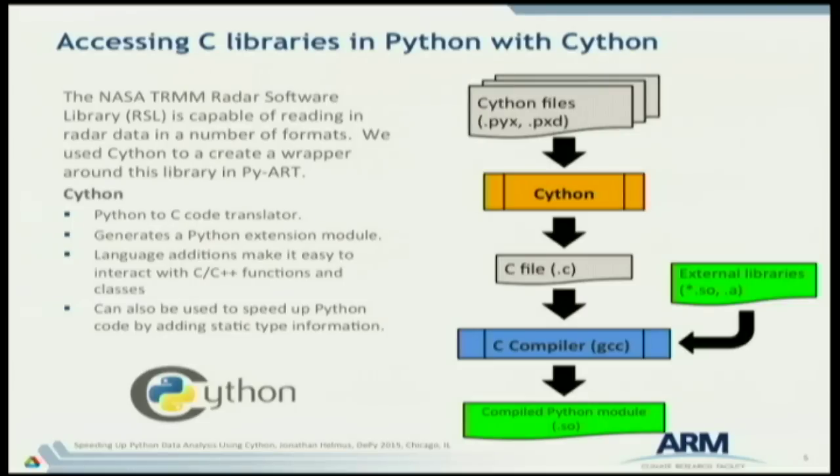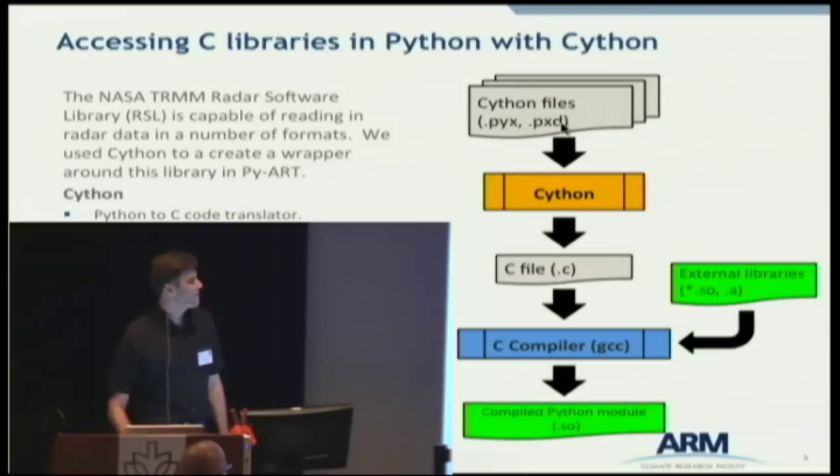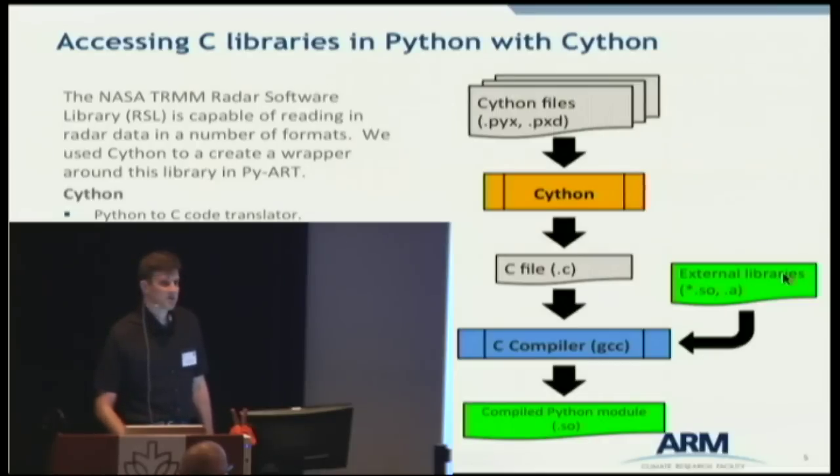And a little later in the talk too, we'll see that you can also speed up pure Python code by adding some static type information. So the general workflow for using Cython is you take Cython files. These can just be Python files, but we give it a cool PYX, maybe it's extreme, I don't know, a different ending. We also have PXD. These are definition files. We'll talk about those a little bit. We run them through the Cython command line tool, and these will generate C files. You run those through your compiler. Maybe you link in some external libraries, and you get back a compiled Python module that you can import.